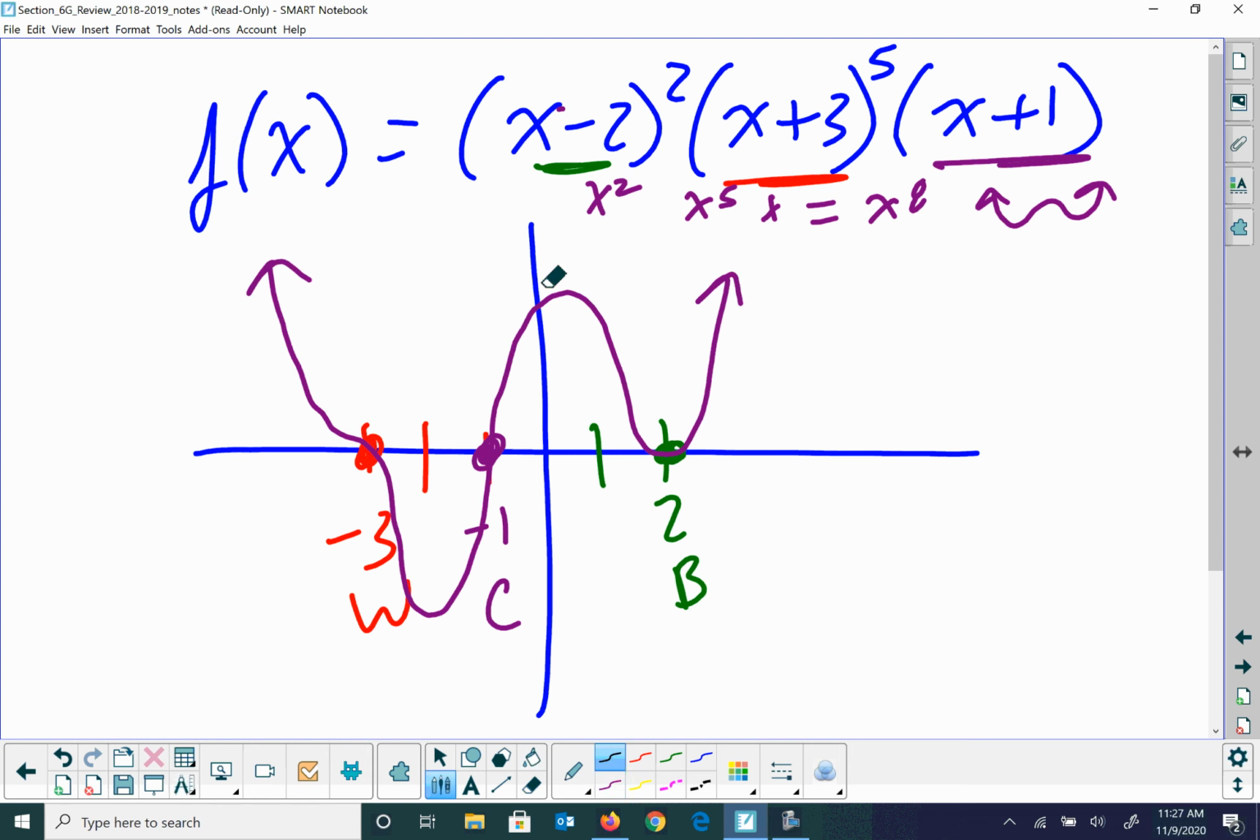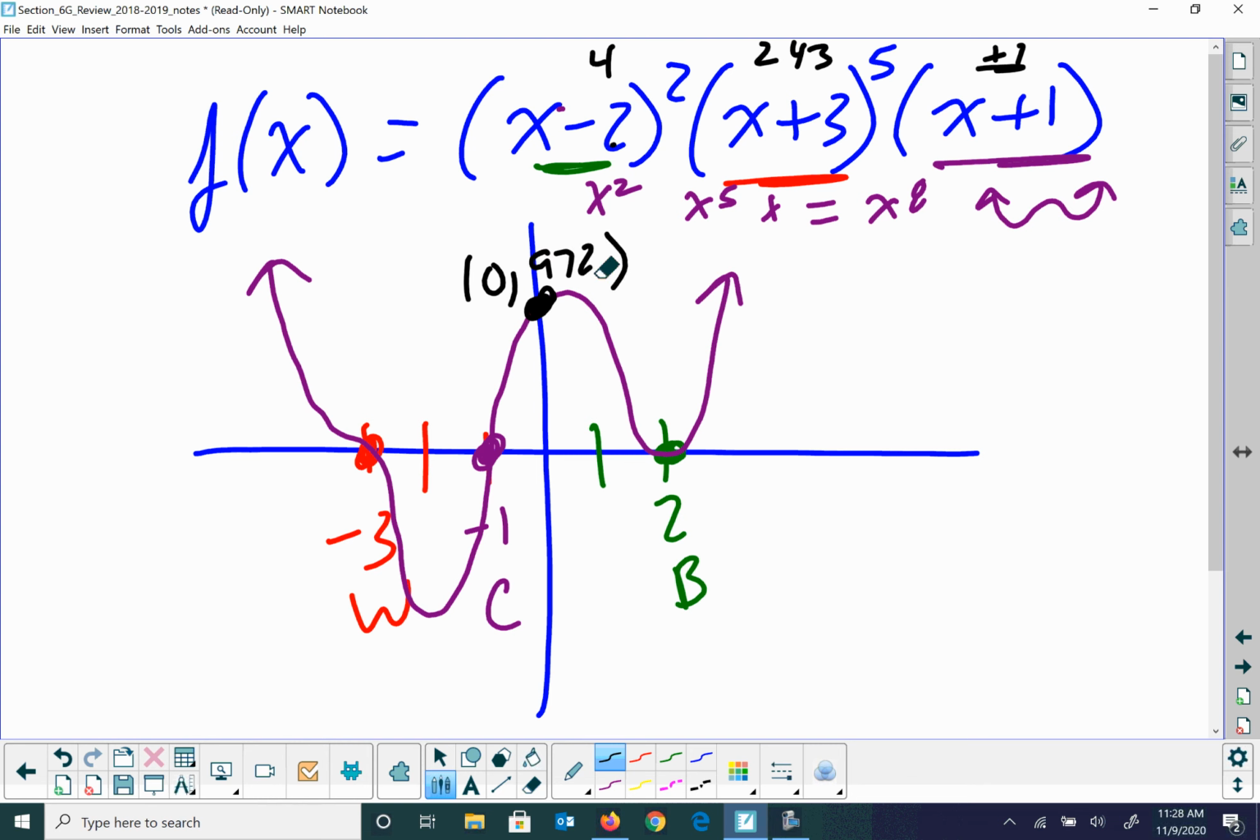Okay, if we wanted to find where it's crossing the y-axis, I could do this. Negative 2 squared is 4. 3 to the fifth power is 243, I believe. I'm going to do it on a calculator because I can't do it in my head. Yeah, 243. And then that's going to be at negative 1, so times 1. Okay, so 4 times 243 times 1 is 972. So this would be the point 0, 972.